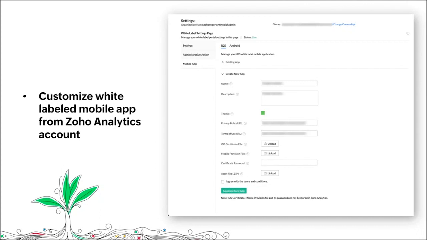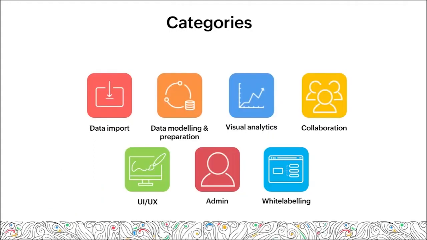Moving on. You can now customize your white labeled mobile app from the Zoho Analytics account itself. So you specify your requirements, upload the necessary certifications and files all in one place, and you can get started with this process, which has become much easier. So with that, we wrap up the last category of the day. But before we move on to the summary, we will explore a couple of mobile app enhancements that we have.